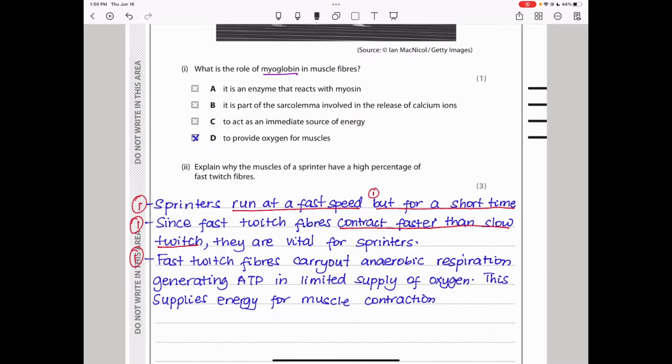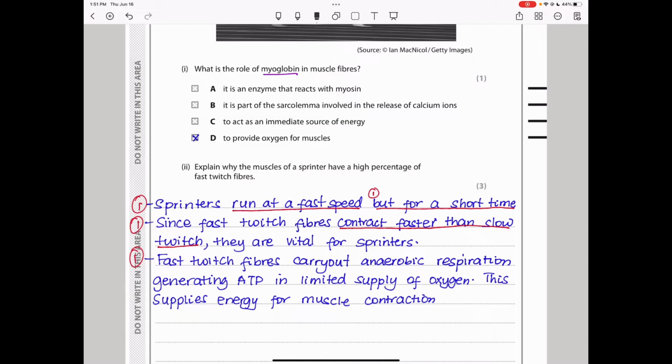Part 2 says explain why the muscles of a sprinter have a higher percentage of fast-twitch fibers. Now we have two people, a sprinter and a marathoner. A person who runs a sprint requires running really fast within a shorter period of time. So they will need a big burst of energy, and this is why sprinters have a higher percentage of fast twitch, because they need fast reaction speeds. So I say sprinters run at fast speed, but for a short time. And since fast twitch fibers contract faster than slow twitch, of course, they are vital for sprinters.